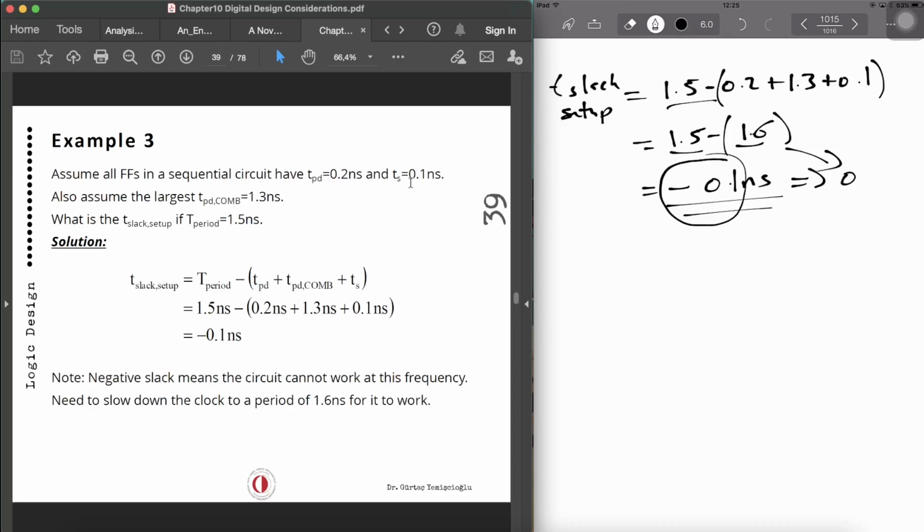We can have a similar thing on the hold slack, and it shouldn't be negative as well. Otherwise, we have a hold time violation.